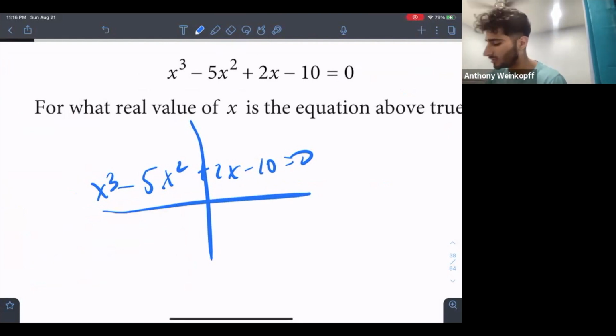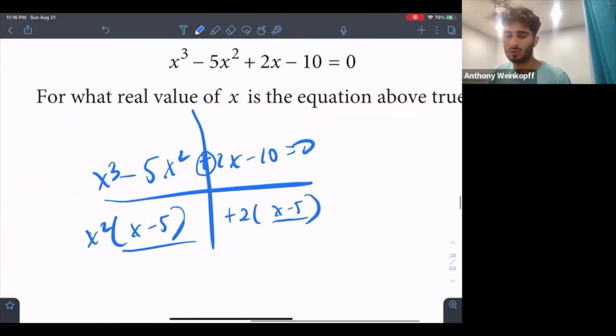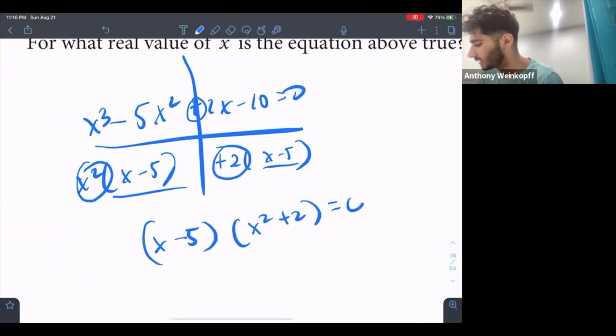You would take out a common factor. So you could take out an x squared on both sides. You get x minus 5, and then you can also do the same here. Since it's positive, it would be a positive 2, x minus 5. And since these match, what you're doing is correct. And this would be x minus 5, and then you combine this and this number. So it'd be x squared plus 2 equals 0.